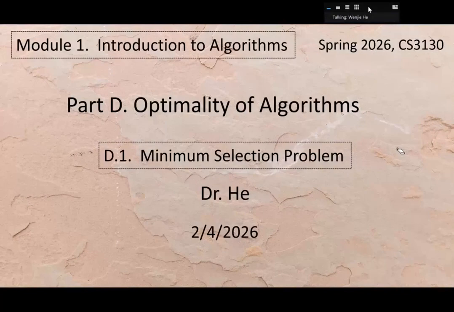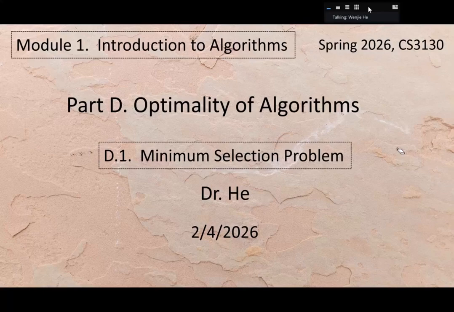So today the topic, optimality of algorithms. Another important problem in algorithms. When we develop algorithms, the best we can get, optimal algorithms. But most of the time, very hard.